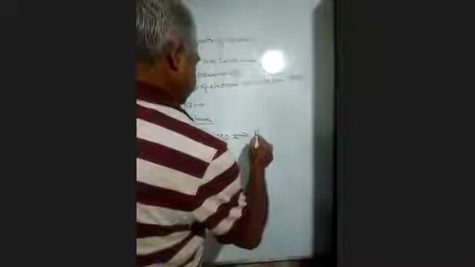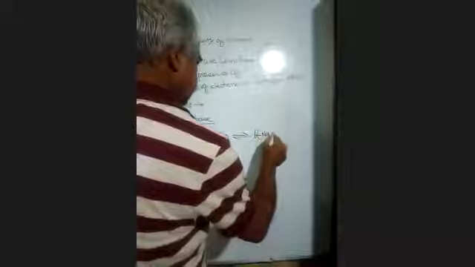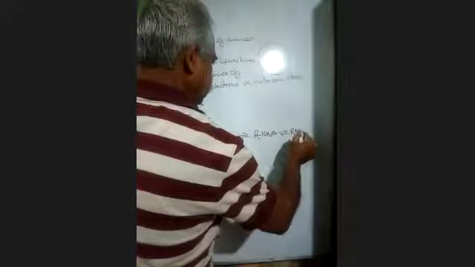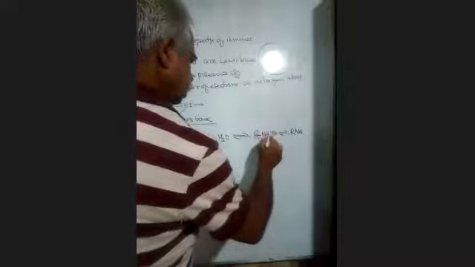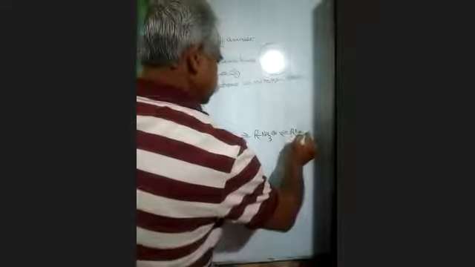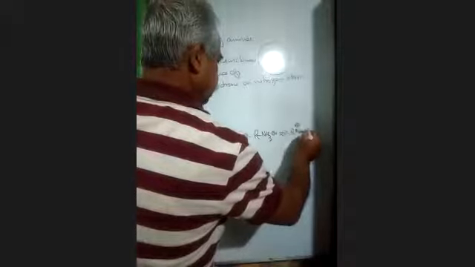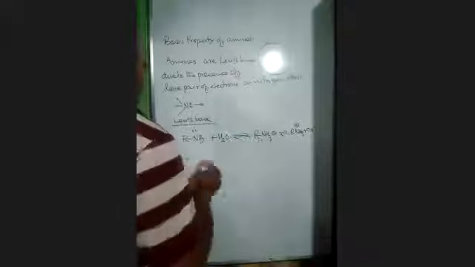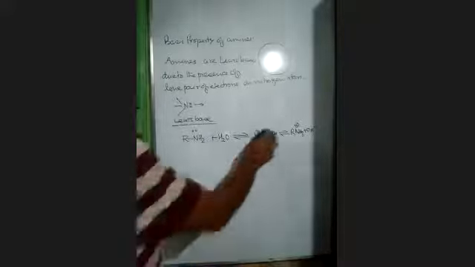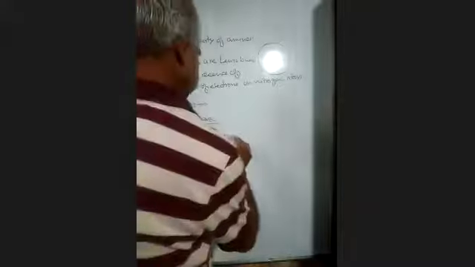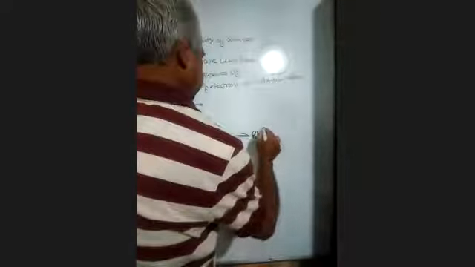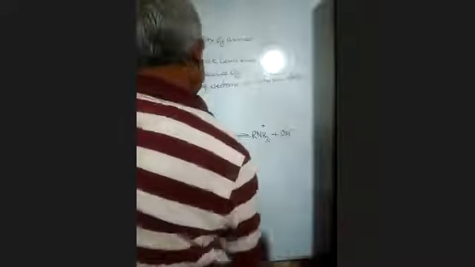It will undergo association, then it will undergo dissociation. So first it undergoes association, then only dissociation. Let me write it like this: RNH3 plus and OH minus.